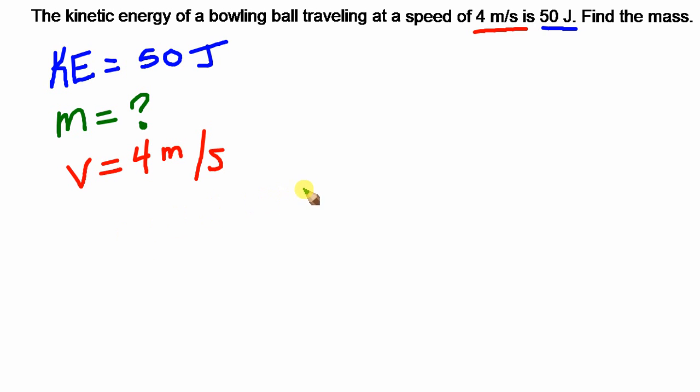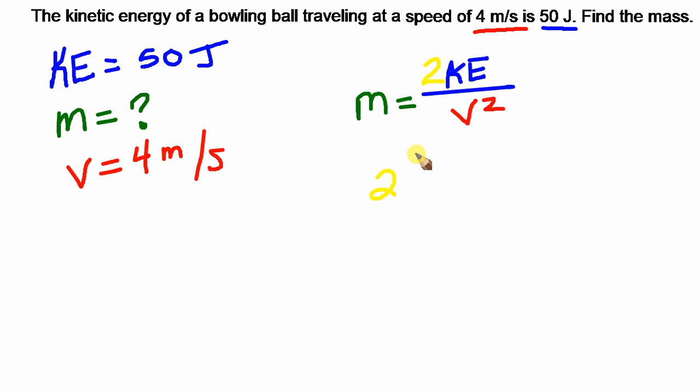If you recall in our notes, we have the equation mass equals 2 times kinetic energy divided by velocity squared. So this is the equation I'm going to use to solve for mass. My mass equals 2 times, and I'm going to replace my KE with 50, 2 times 50 divided by my velocity, which is 4 squared.